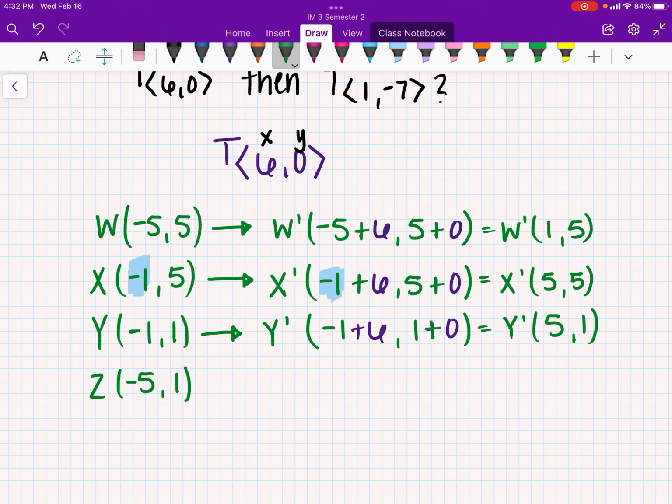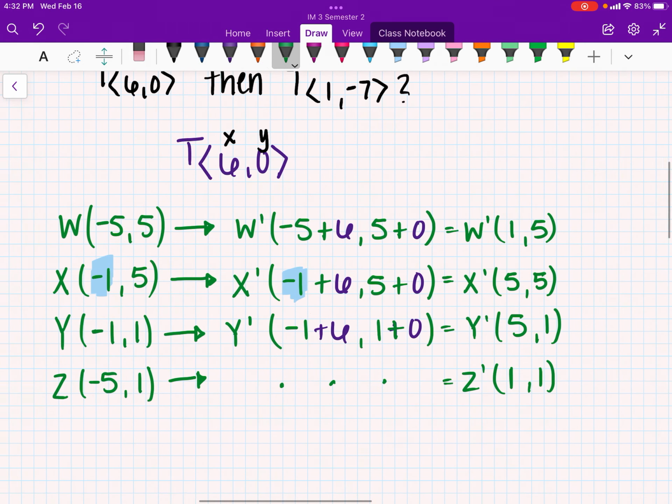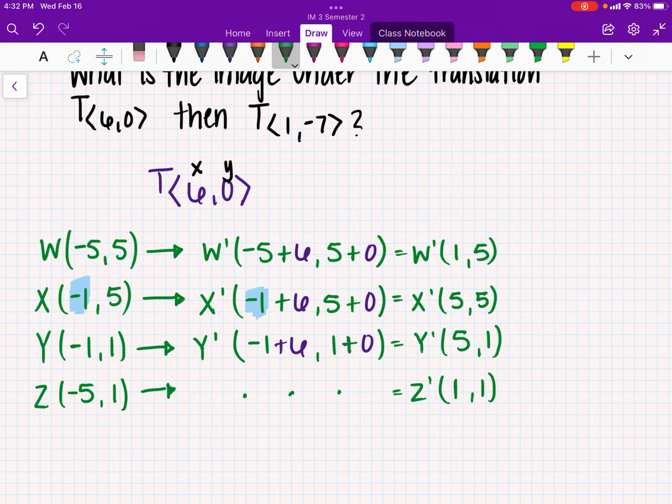All right. Now for the next one in this case, guys, I won't be showing all the work here. But in this case, if we do z prime, it's basically negative 5 plus 6, which is 1. And 1 plus 0 is 1. So that would be our new translation there. Once again, I didn't show our work there. Now, that's translation for 6, 0.